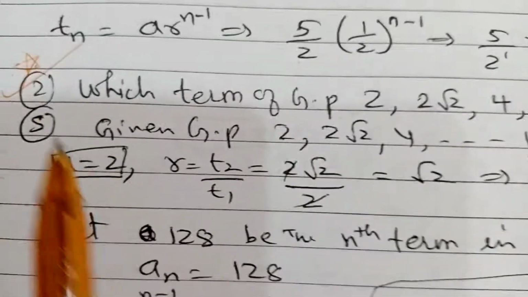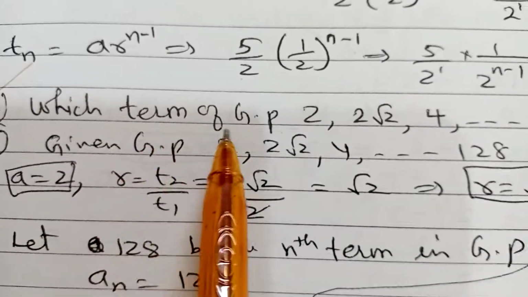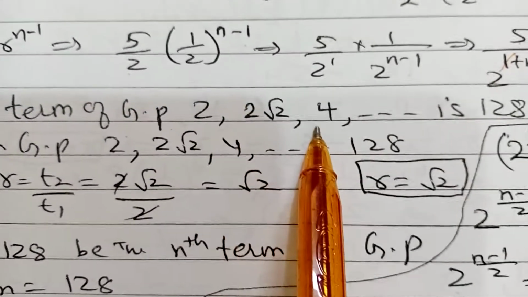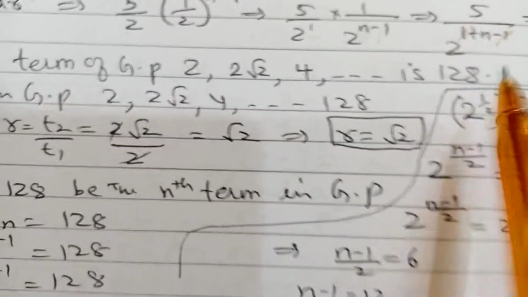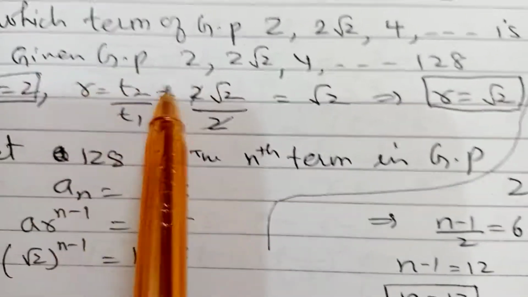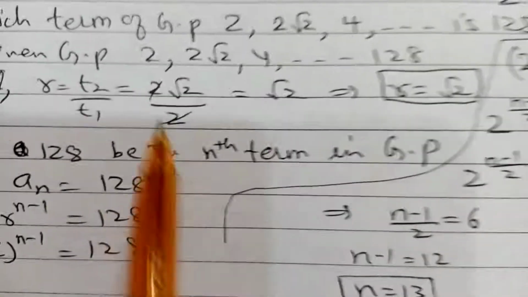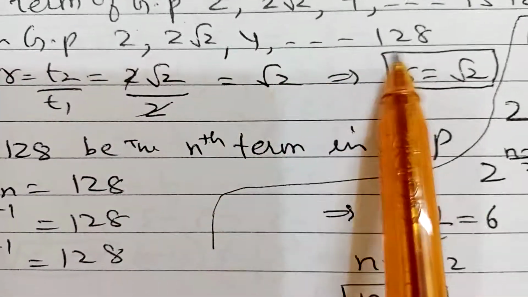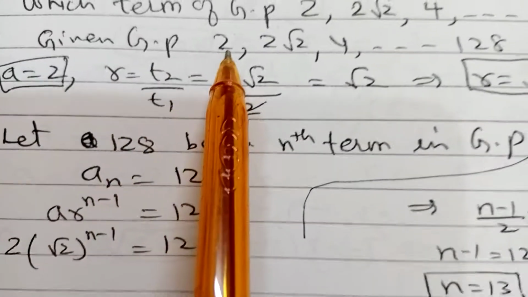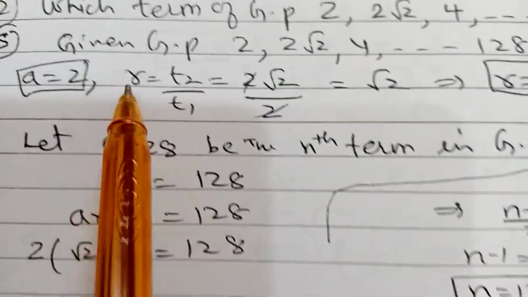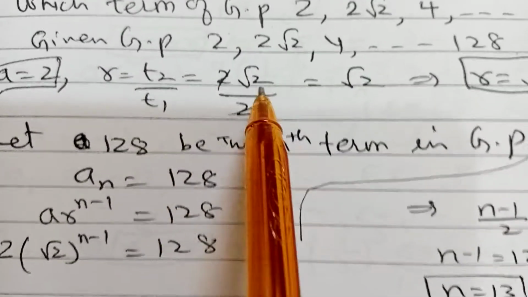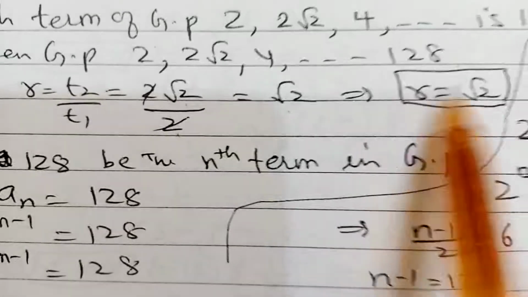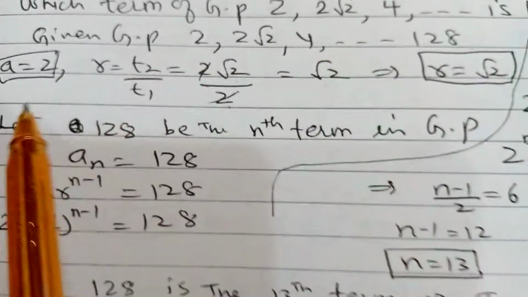Okay. Now next question. This is important. Which term of the GP 2, 2 root 2, 4, up to is 128? So we have to find the value of n. So given GP 2, 2 root 2, 4, up to 128. First term is 2, which means a is equal to 2. Our formula T2 by T1, 2 root 2 by 2. This 2 cancels, root 2. Which means r is equal to root 2. r is equal to root 2, a is equal to 2.